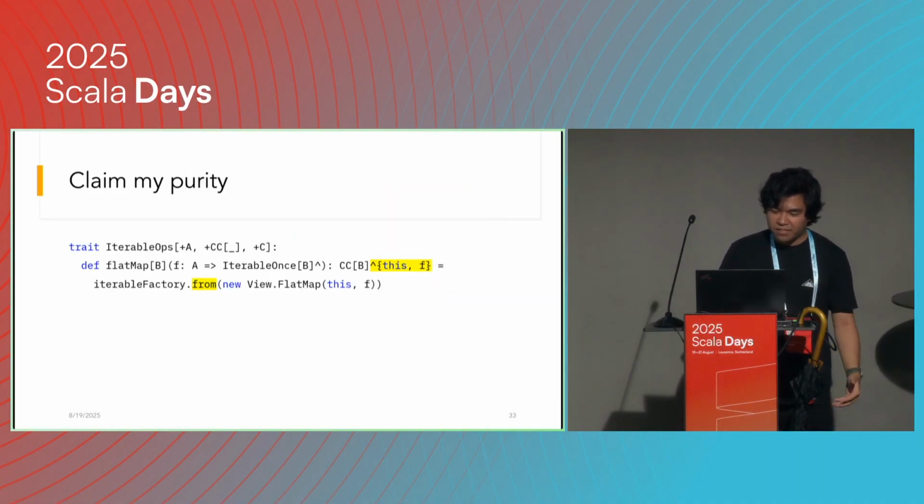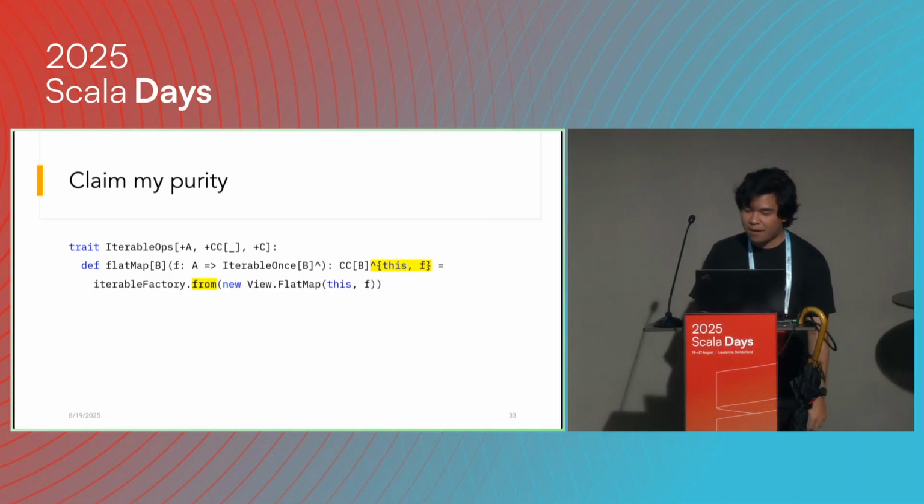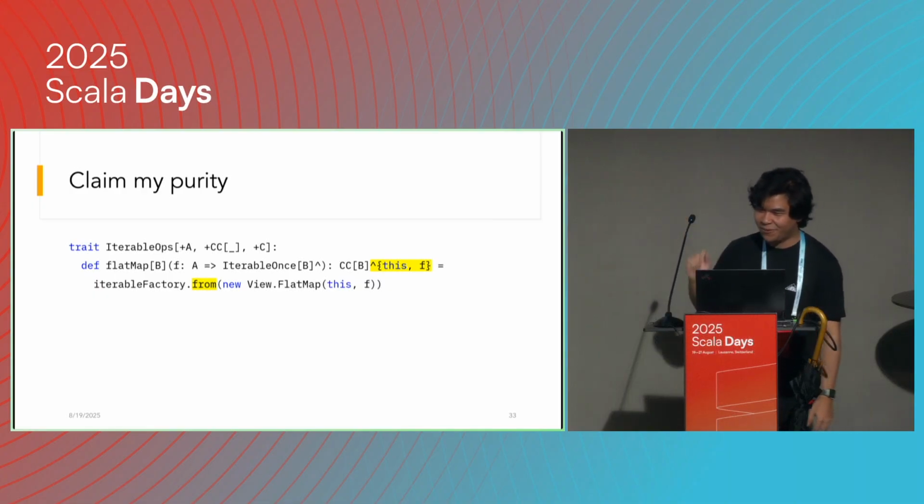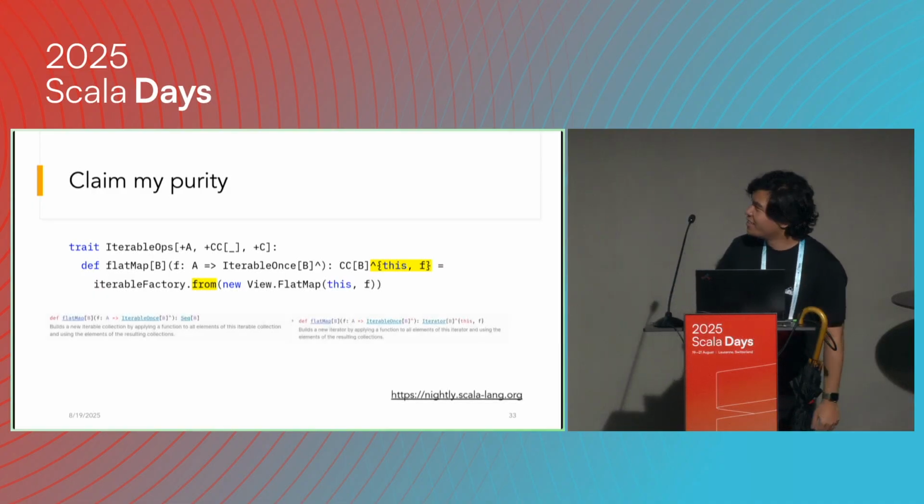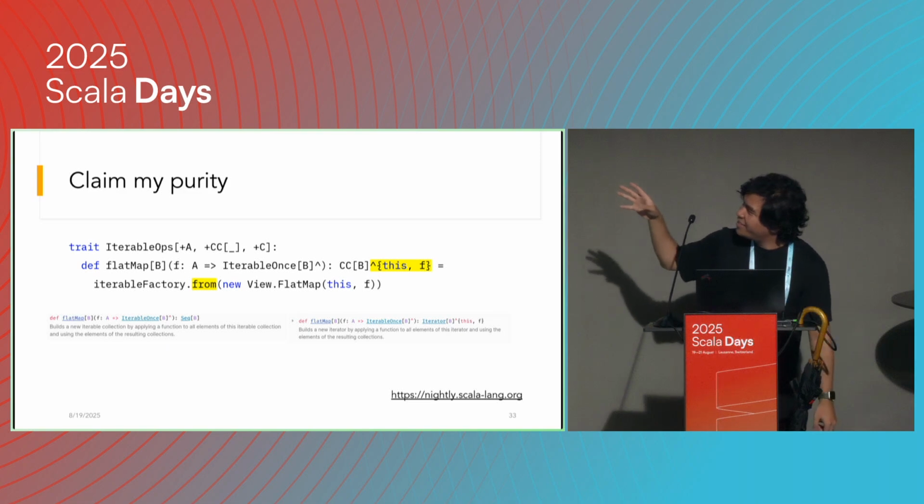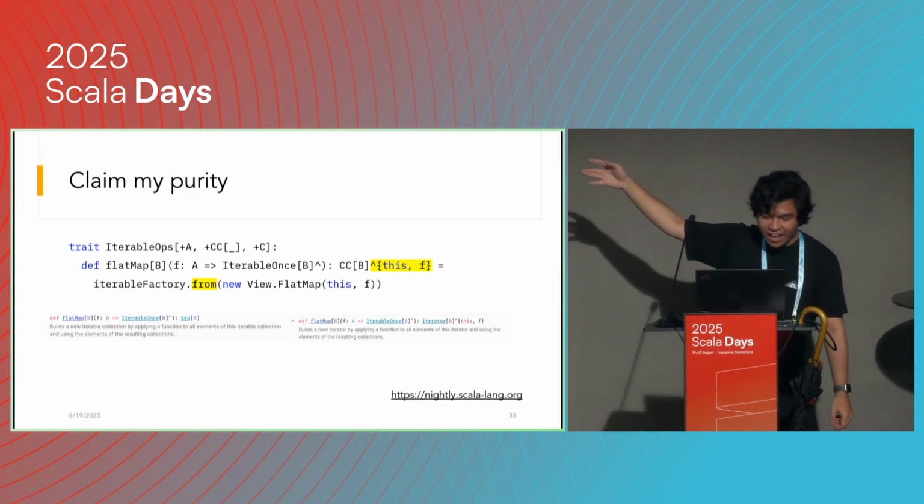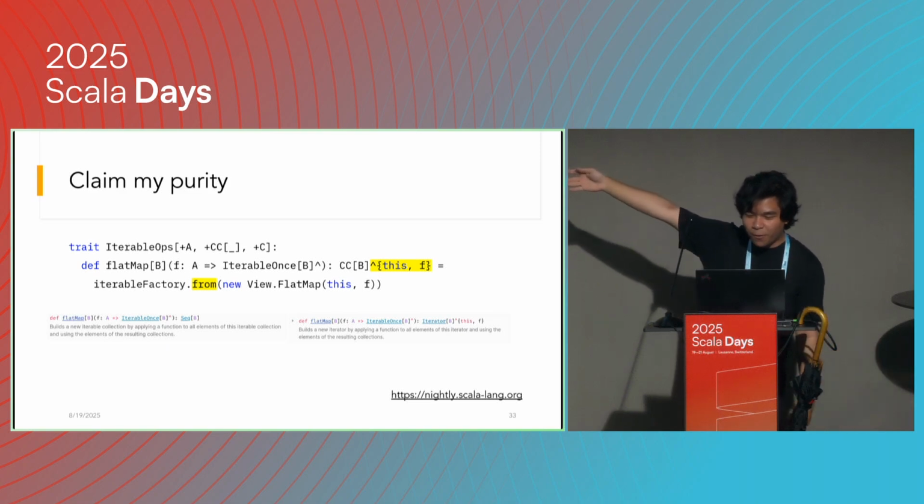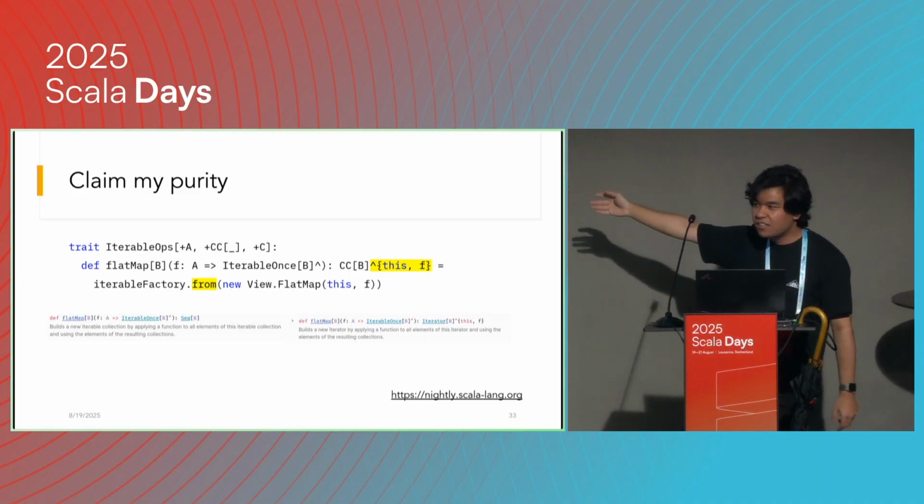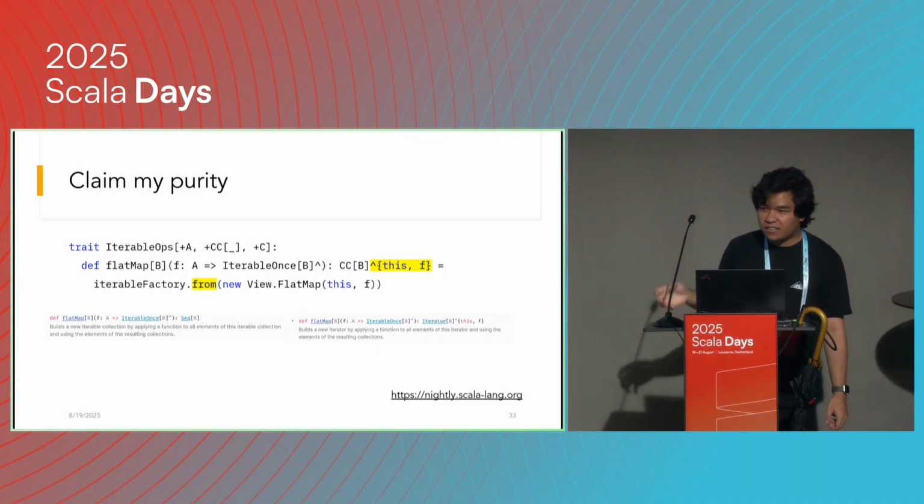So it's about claiming my purity, kind of. I have this iterable ops thing. It has a flat map. I have given you the capture set, so you don't have to guess this time. The point that I want to make is this flat map implementation actually is used by both seek and iterator. It's the exact same implementation, like it's the exact same override.